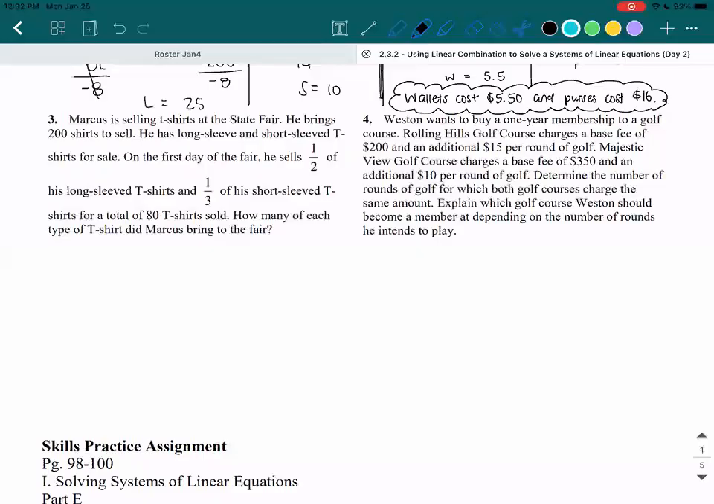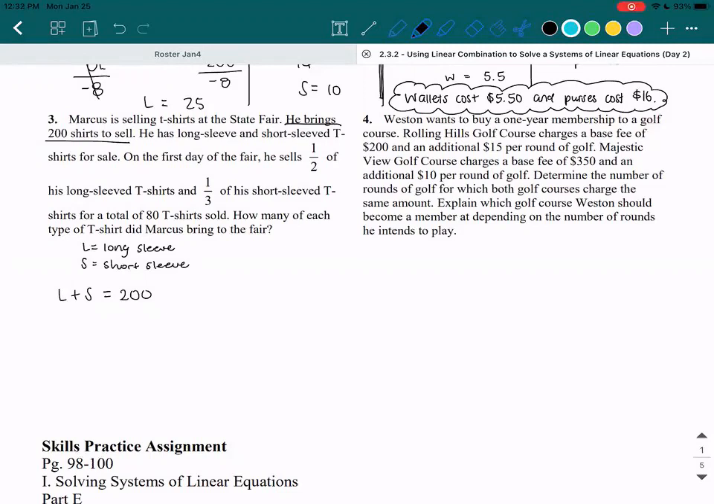Okay, so for this one, let's use L for long sleeve t-shirts. I'm just going to write long sleeve. S for short sleeve. Okay, so let's start off with the first few sentences. Marcus is selling t-shirts at the state fair. He brings 200 shirts to sell. So if you take all the long sleeves and you add all the short sleeves, you should get 200, because he brought long sleeves and short sleeves and he brought 200. So long plus short sleeves equals 200.